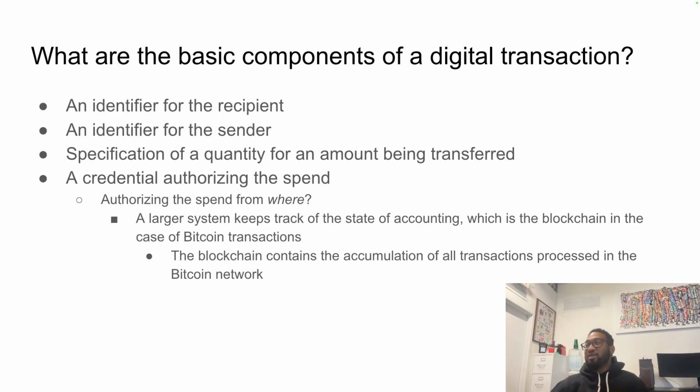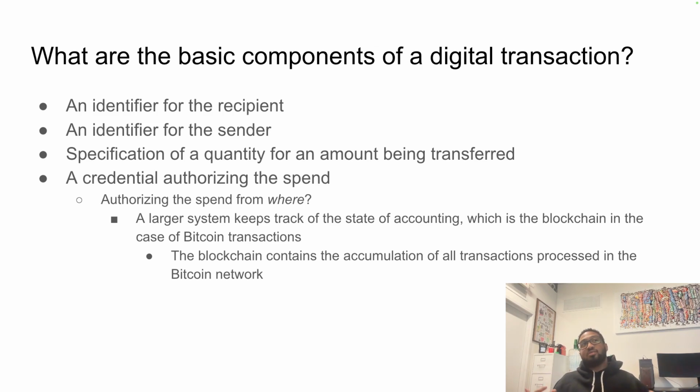So here are the basic components that I defined. You need some identifier for the recipient that you're sending money to. You need an identifier for the sender. You need a specification of a quantity for an amount being transferred. And you need some credential authorizing the spend. And I'm saying, authorizing the spend from where?